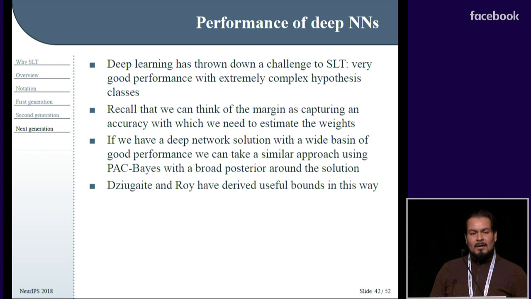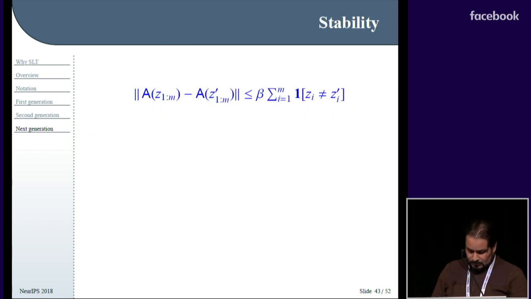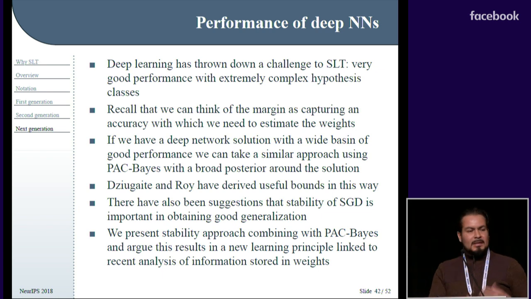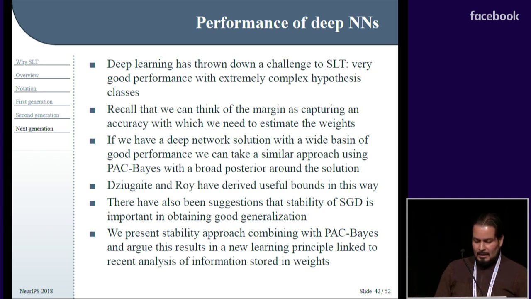Dziugaite and Roy have derived useful bounds in this way. And there have also been suggestions that stability of stochastic gradient descent leads to good generalization. What I'm going to show in the next few slides, five slides left after this one, by the way, is an approach that combines stability with the PAC-Bayes framework that you just saw John describe, and argue that this makes a connection with a learning principle that somehow draws from information theoretic principles, and point out some possible directions of research.